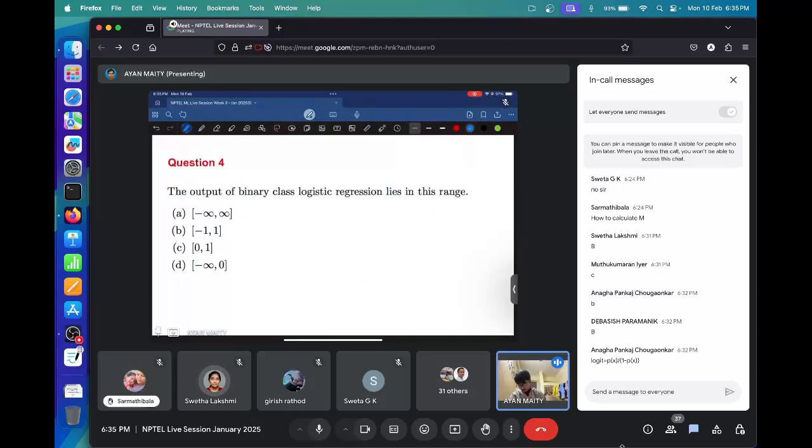Now question 4. The output of binary class logistic regression lies in the range: minus infinity to infinity, minus 1 comma 1, 0 comma 1, minus infinity to 0.